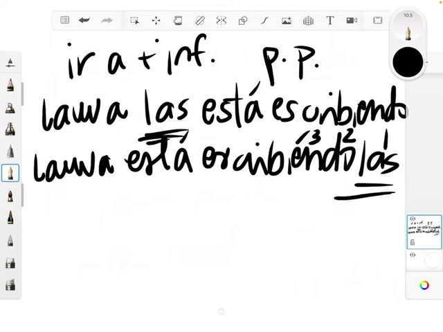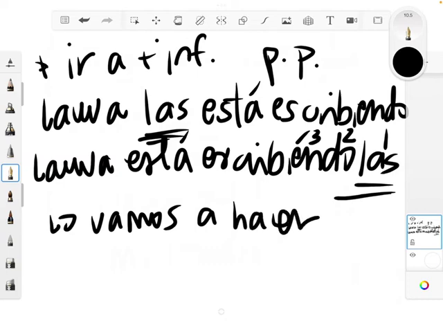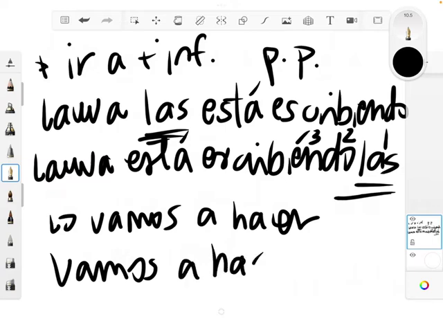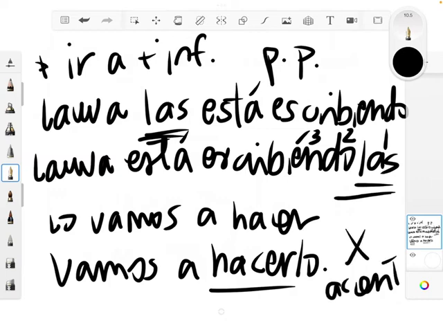But you can also do it with the infinitive ir plus a plus infinitive structure. So lo vamos a hacer, or vamos a hacerlo. Notice that when you add it here at the end of the infinitive, you do not add an accent. So no accent there. It's only for the present participle in the present progressive tense.